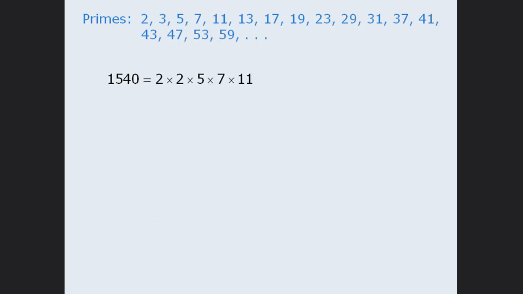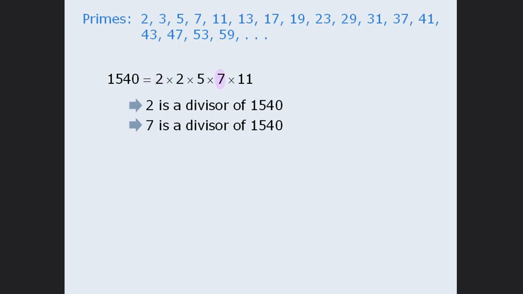Here's what I mean. Let's say that we know the prime factorization of 1540. From this, we can see that 2 must be a divisor of 1540. We know this because in the prime factorization of 1540, we have a 2. This tells us that 1540 is equal to 2 times some number, which means 2 must be a divisor. Similarly, we can see that 7 is a divisor of 1540, and 11 is a divisor as well.